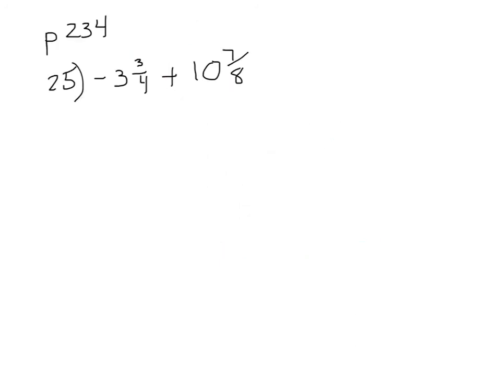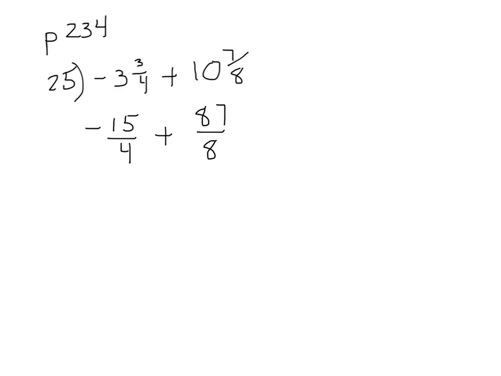Okay, here's the third problem. It's number 25 on page 234. Just reminding you how to add, subtract fractions. So the way I do it is I still change them to improper. So 4 times 3 is 12. Add the 3 is 15 over 4, but don't forget it's negative. Plus, and on the other one, 8 times 10 is 80, plus 7 is 87 over 8.